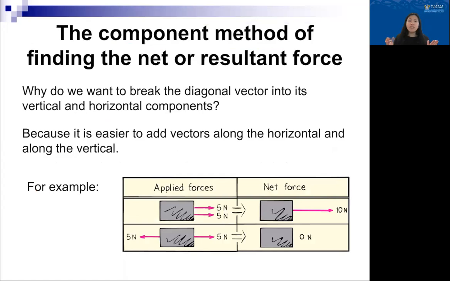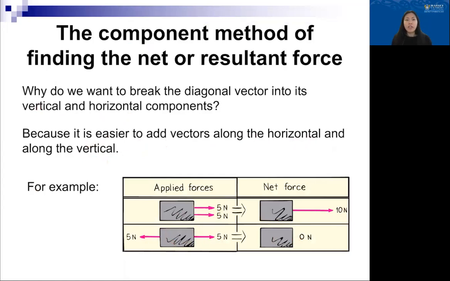Okay, so just to emphasize why we want to break down the diagonal vector into its horizontal and vertical components: we've seen that it's easier to add the vectors when they're all horizontal or when they're all vertical. If they're in the same horizontal direction or vertical direction, you add them up. If they're in opposite horizontal or opposite vertical directions, you subtract them.